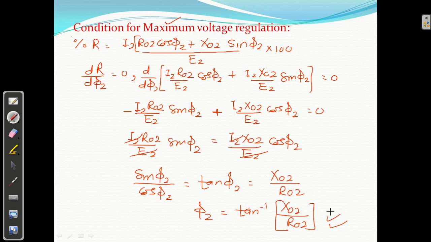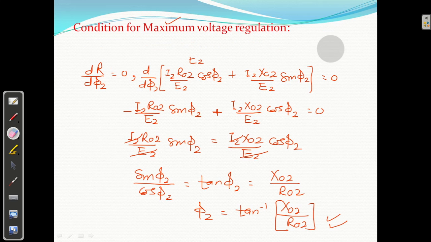So I have taken the definition of voltage regulation, how to find the voltage regulation for three cases: lagging, leading and unity power factor load. Then what is the condition for zero regulation at zero lagging power factor, and what is the condition for maximum voltage regulation. So I have taken all these cases. You can get the idea about how to find the voltage regulation.